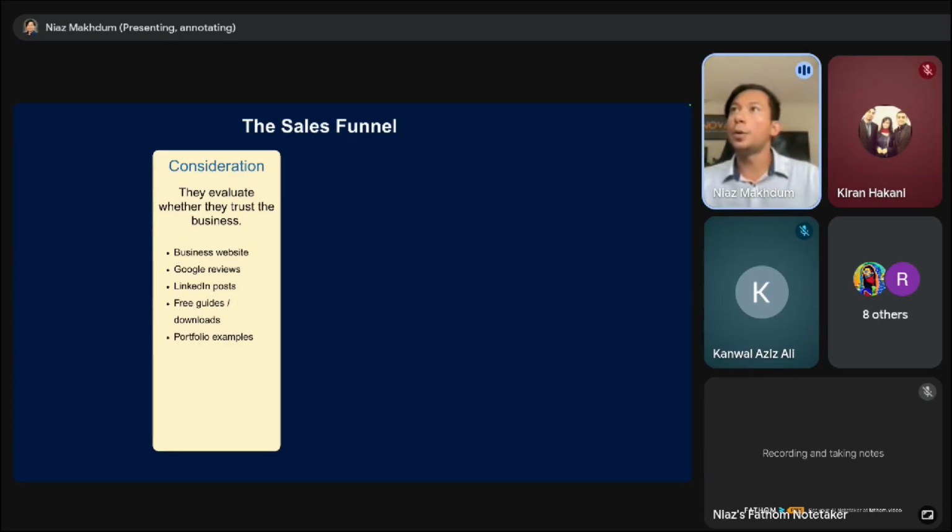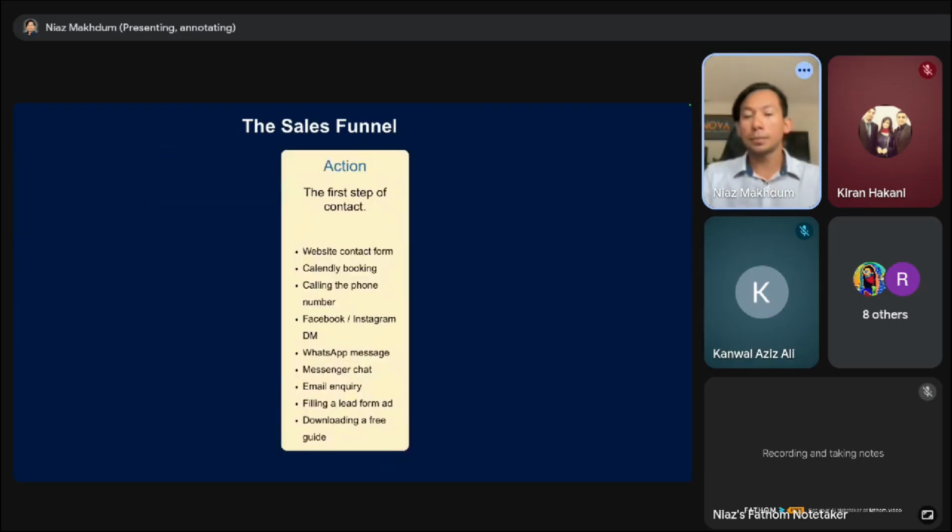Okay, now they know about you. They have some information. And then what's the next step? Action. They know enough to take action. They're like, all right, I know this person. They can help me. I feel like they can do what I need. They can solve my problem. How do I get in touch?